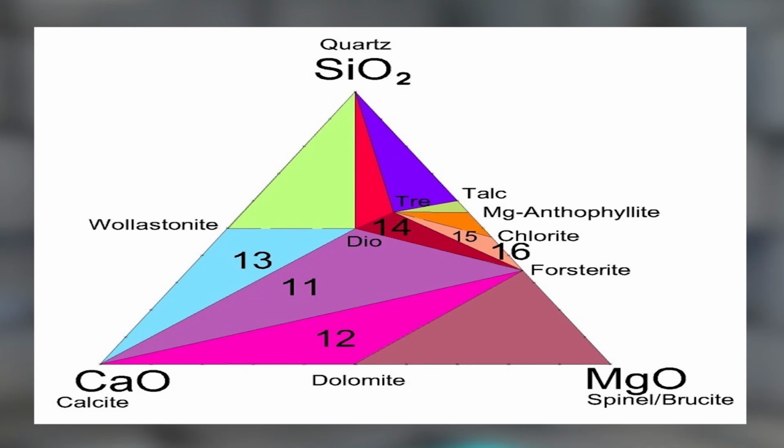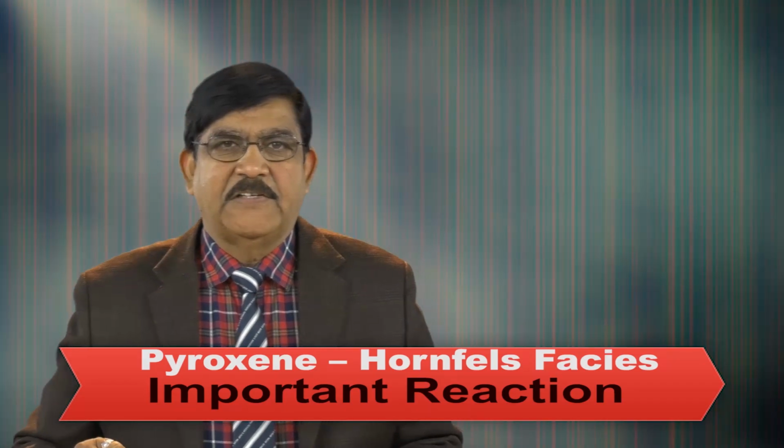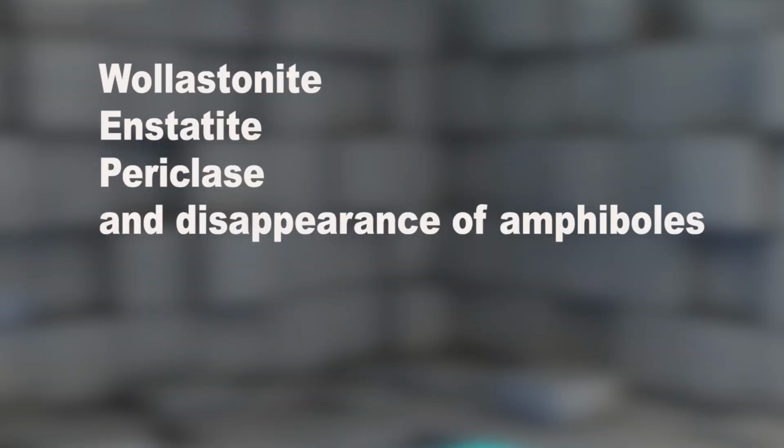If you see the CaO, MgO and SiO2 diagrams of hornblende hornfels facies, we can observe another important assemblage, pyroxene hornfels facies. The beginning of pyroxene hornfels facies is marked by the first appearance of the following minerals: wollastonite, anorthite, periclase and disappearance of amphiboles.